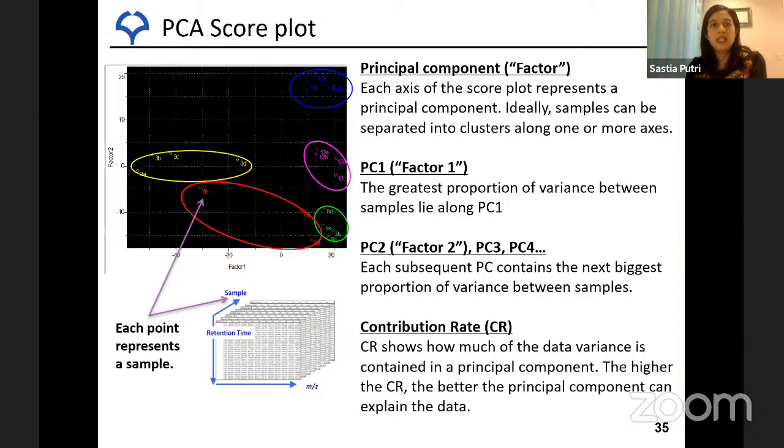The score plot will look something like this, where PC1 is the greatest proportion of variance between the samples that lie along PC1. In short, this is the score plot where each dot is one sample, one replicate. If they are clustered very far along PC1, which is usually the X1, then it shows that these samples have the largest variance in terms of their metabolite profiles. Then PC2 is the subsequent PC, containing the next biggest proportion of variance between samples.